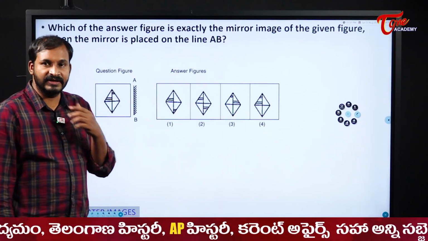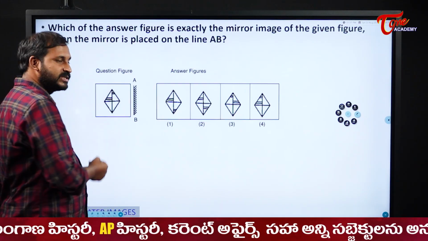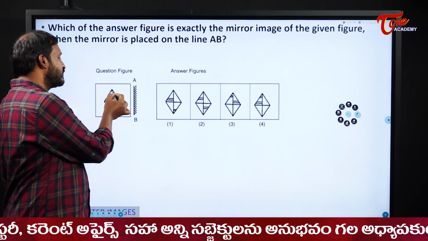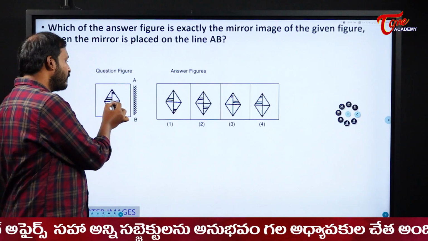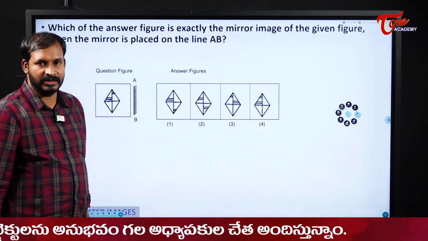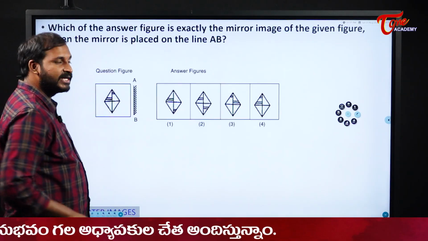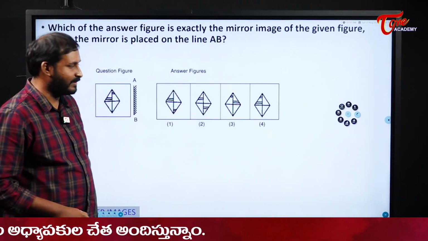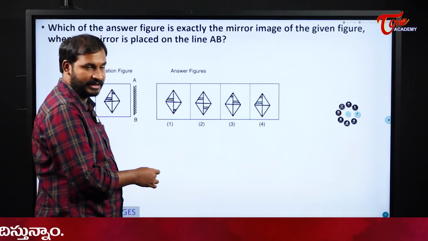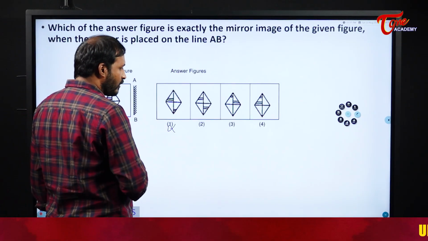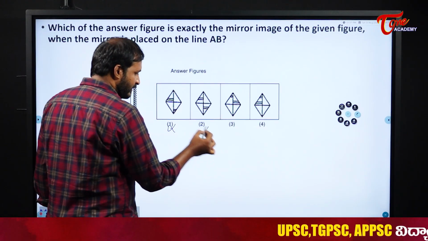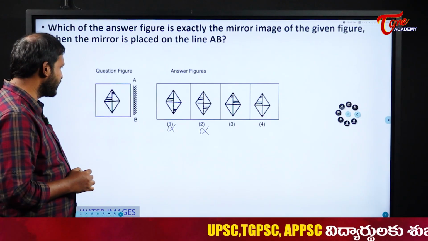Now next, see the next figure, students. Here there is a rhombus. It was divided into 4 parts. So only the upper portion has some lines, whereas the bottom portion doesn't have any lines. So in the mirror image also I will have lines only in the upper part. So now the image which contains lines in the bottom portion should be eliminated. So this option is eliminated. Why? Because I have lines in the bottom portion. This option is also eliminated. Okay, 2 options are eliminated.